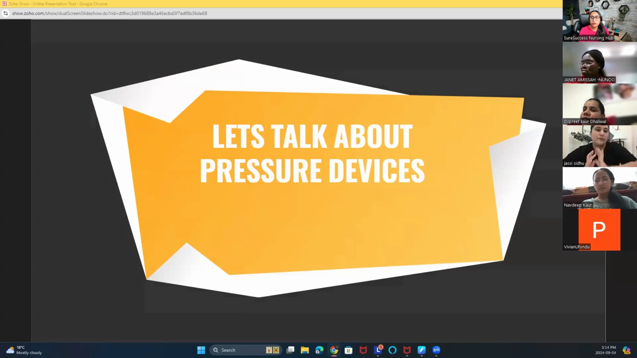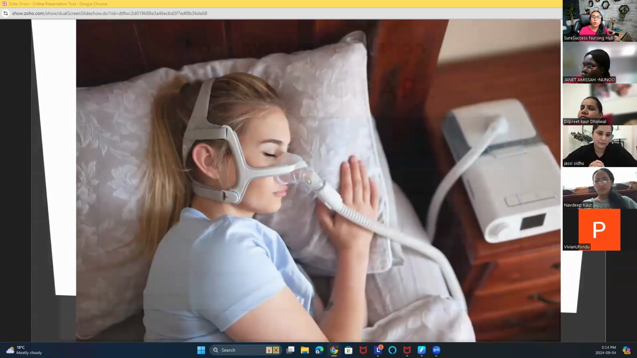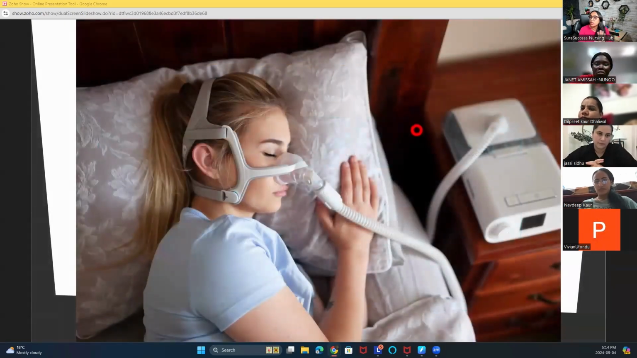So CPAP and BiPAP, first of all, I should tell you how it looks. It looks like this, nothing else. It looks like an oximeter. It is a machine. Do you know why we use CPAP and BiPAP? For the most common disease we use this one. Sleep apnea. Very good.